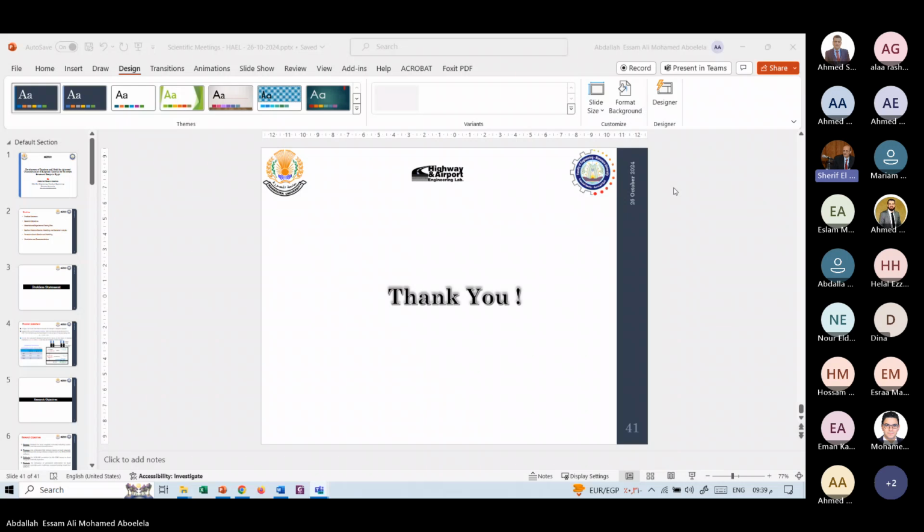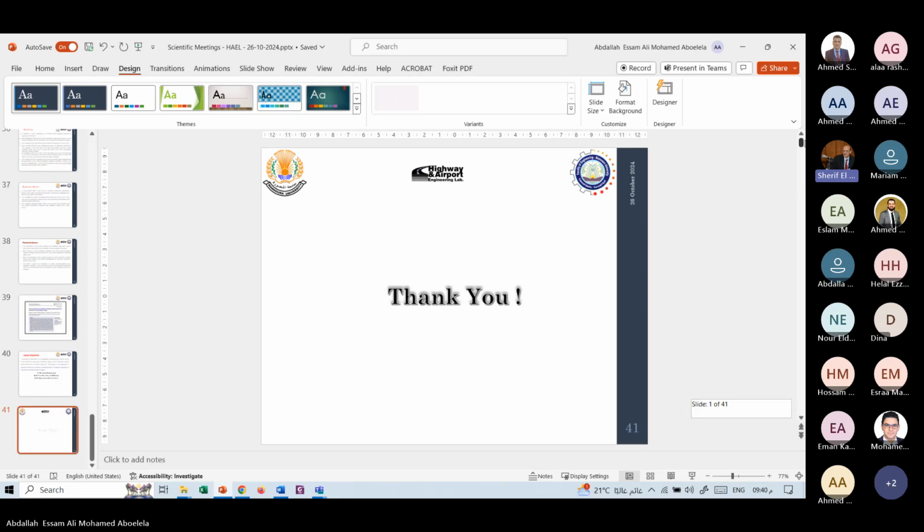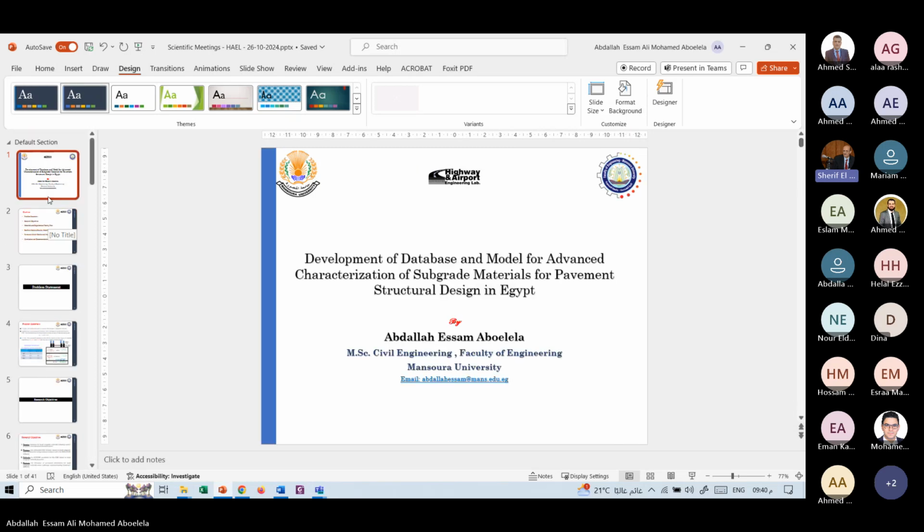So this is why we proposed this research project to develop, or locally calibrate, the MR-CBR equation for the base layer and sub-base layers in Egypt. And in that project, I guess we tested several base materials from different ongoing highway or pavement construction projects across Egypt from different quarries.